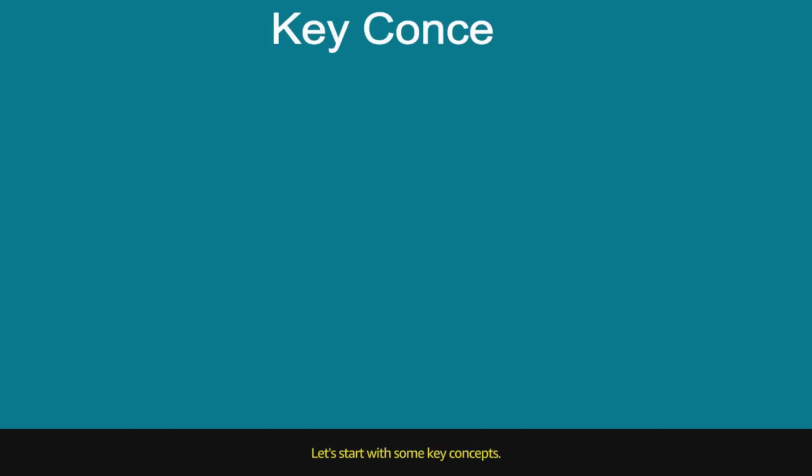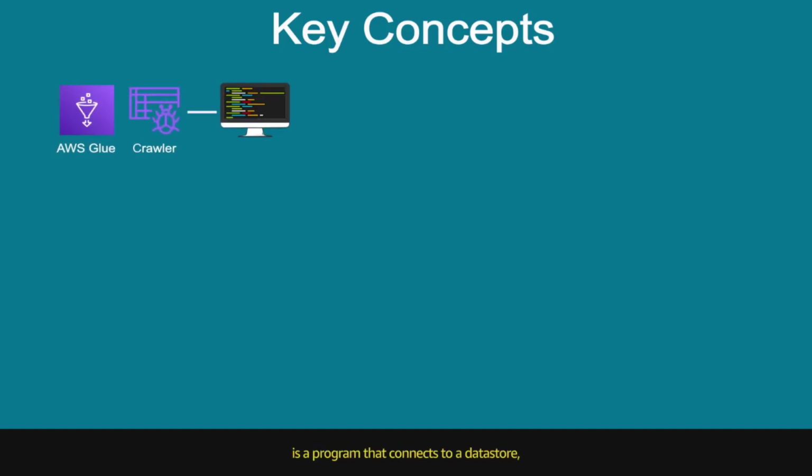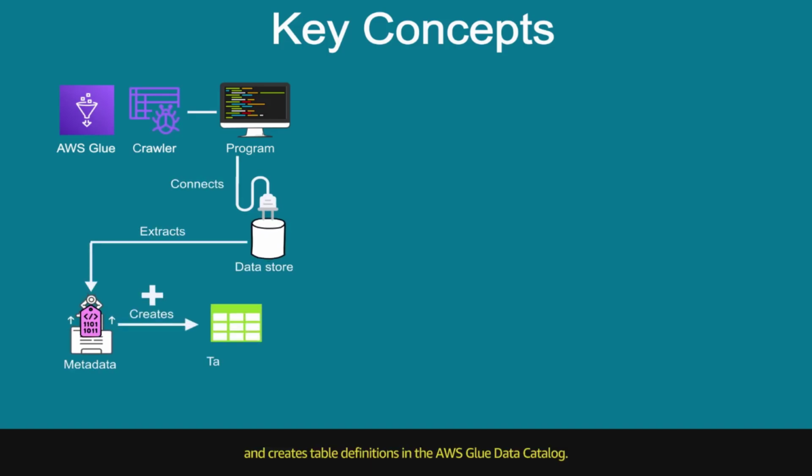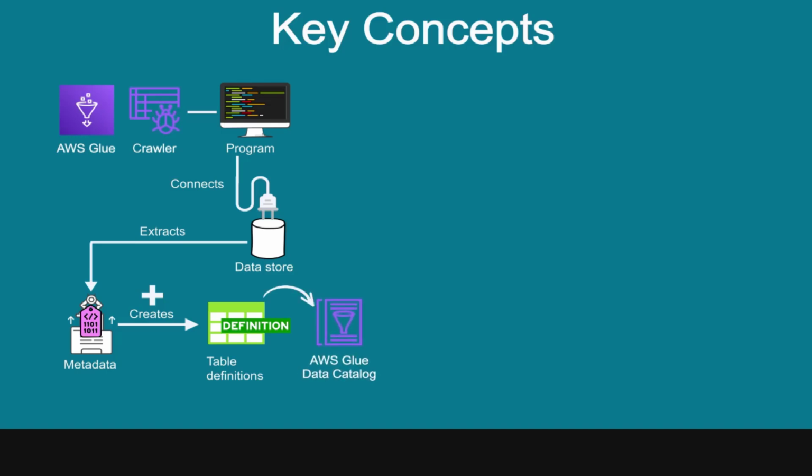Let's start with some key concepts. What is an AWS Glue Crawler? An AWS Glue Crawler is a program that connects to a data store, extracts metadata, and creates table definitions in the AWS Glue Data Catalog.